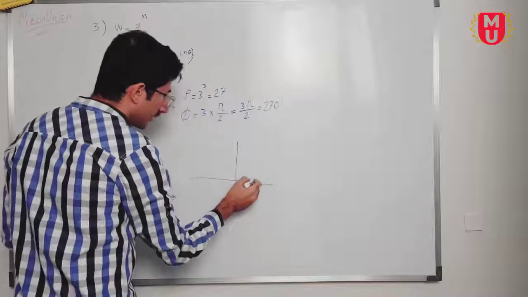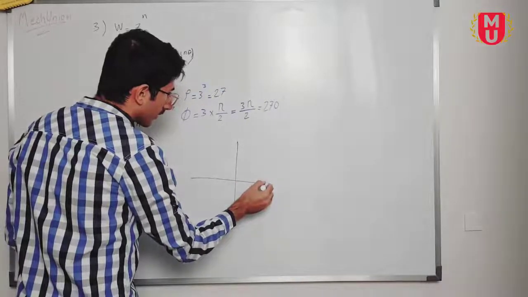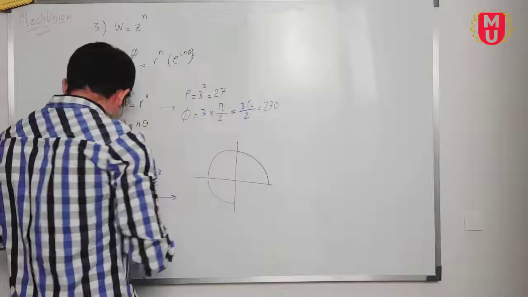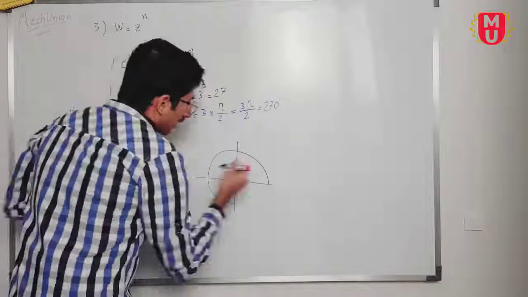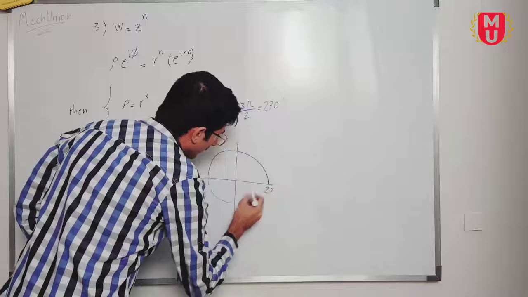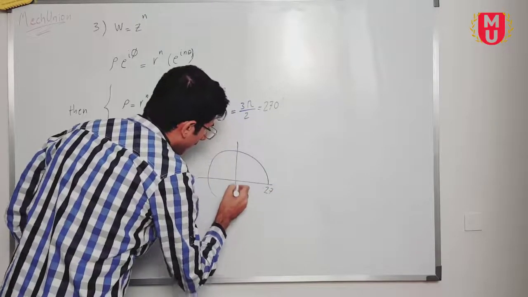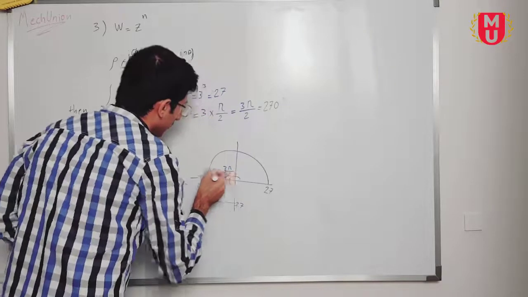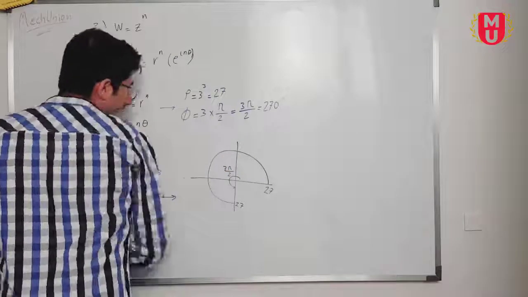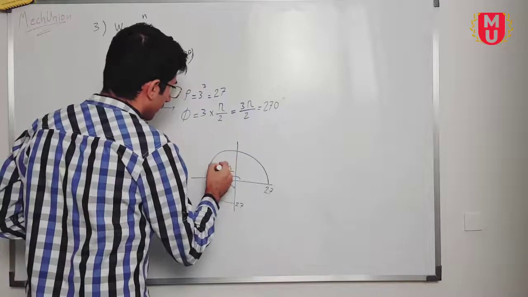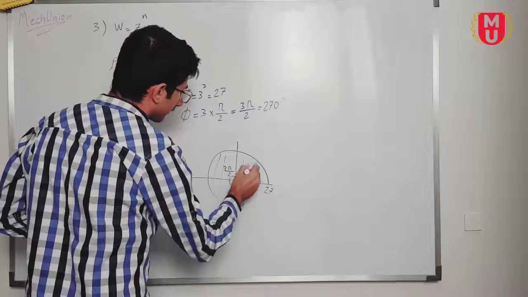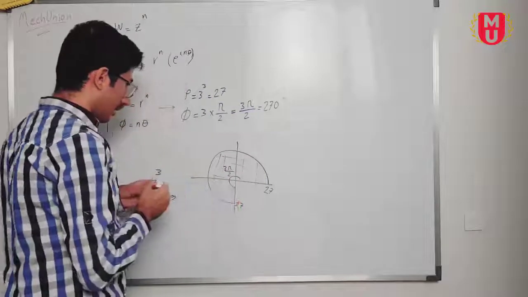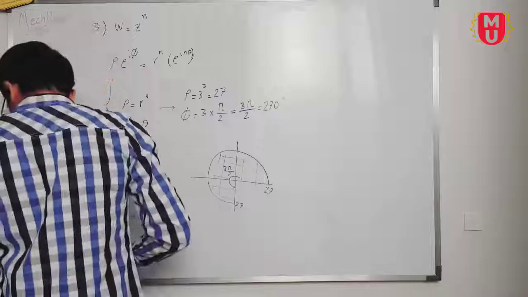We will have this region, bigger radius and bigger space. It is 27, and this is 3 pi over 2. This is our new region. New region will look like this.